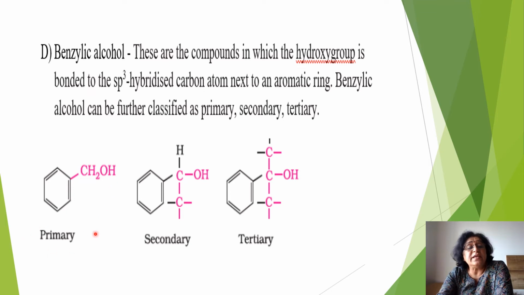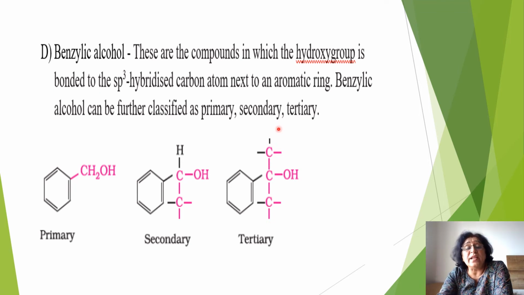So in primary benzylic alcohol, what happens? The carbon which is sp3 hybridized and attached to OH contains two hydrogens. This is primary benzylic alcohol. In secondary benzylic alcohol, the carbon which is sp3 hybridized and is attached to the aromatic ring and to the OH group on the other side contains one hydrogen and one alkyl group. So this is secondary benzylic alcohol. While tertiary benzylic alcohol, what happens? The carbon containing OH and attached to the aromatic ring on one side contains two alkyl groups.